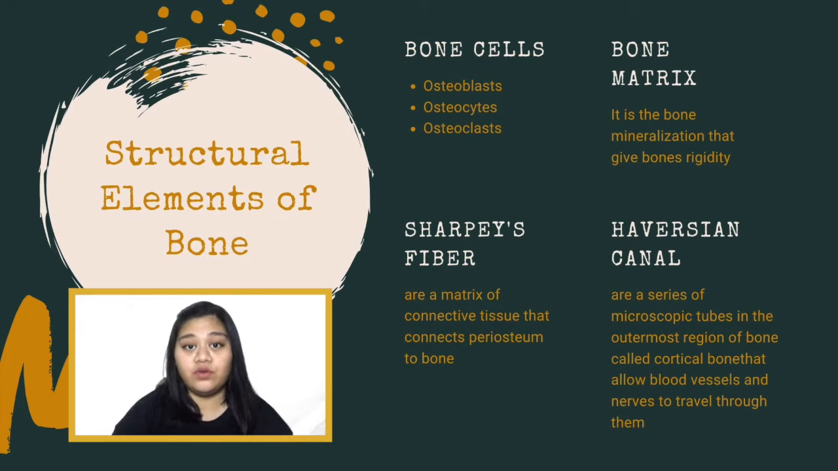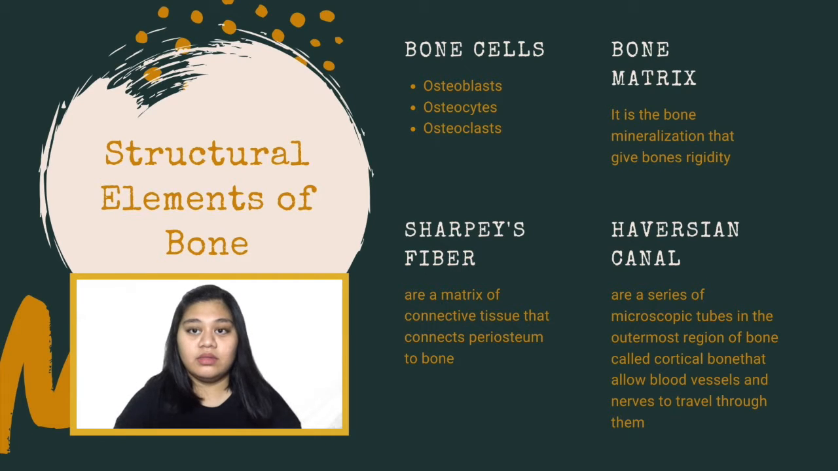The bone has 4 structural elements, and these are the bone cell, the bone matrix, Sharpey's fiber, and the Haversian canal. There are 3 types of bone cells: the osteoblast, osteocytes, and osteoclast.